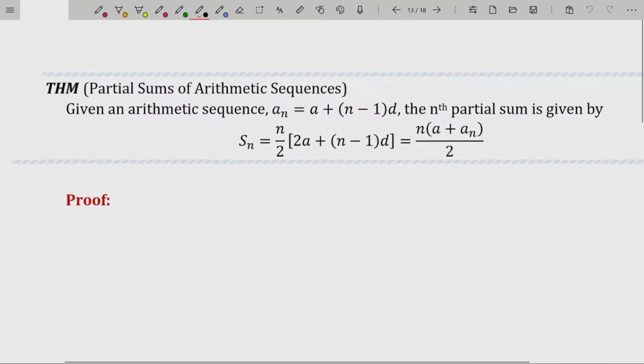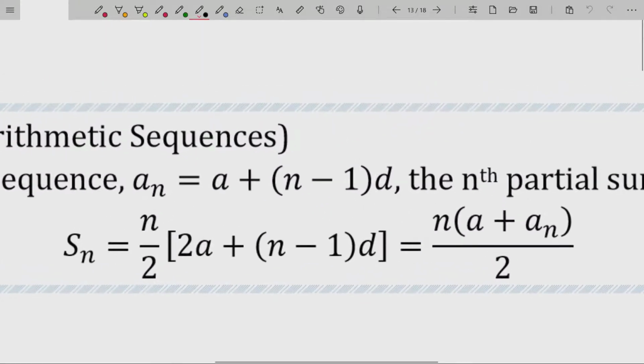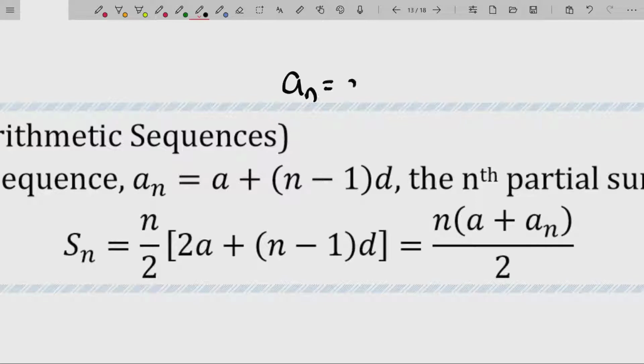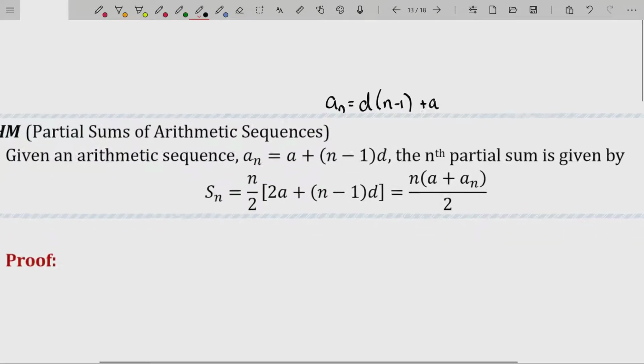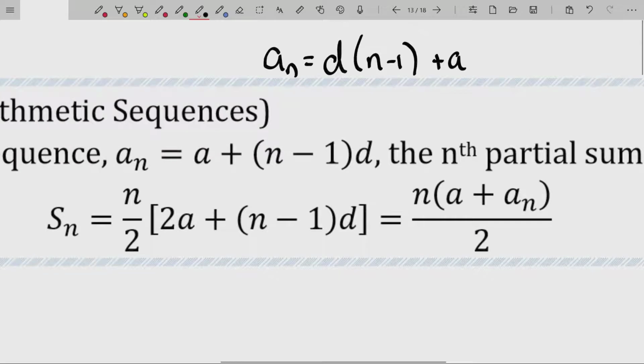So, given an arithmetic sequence, I technically write it as a sub n is equal to d times n minus 1 plus a, where d is the common difference and a is the initial value of your sequence. The nth partial sum is given by either of the following formulas.